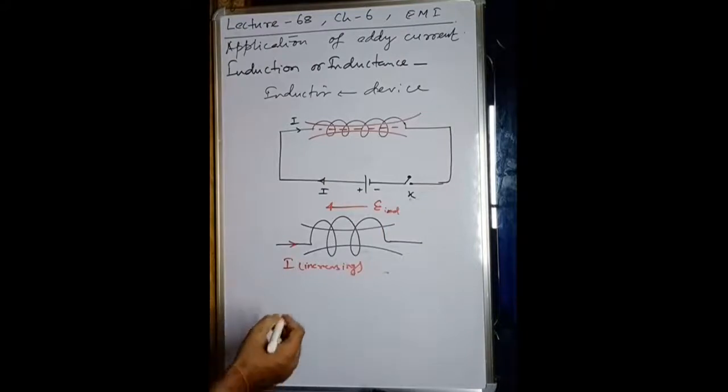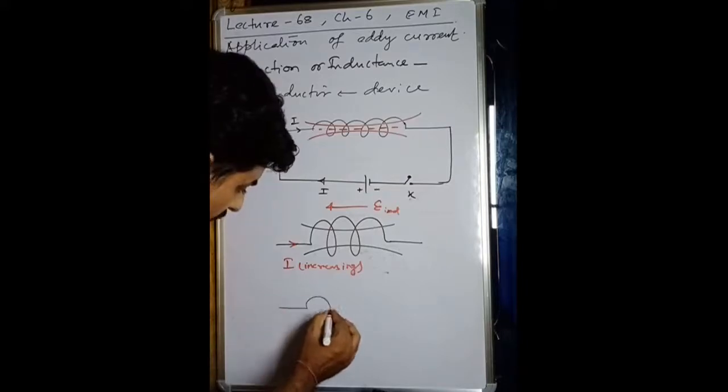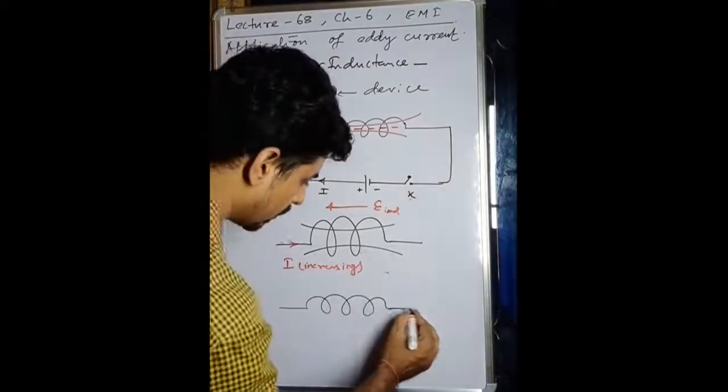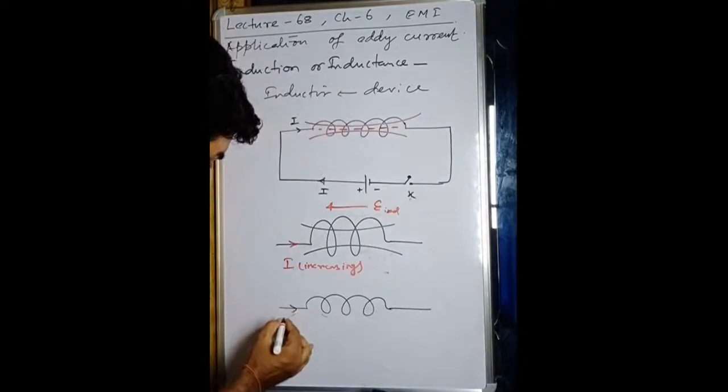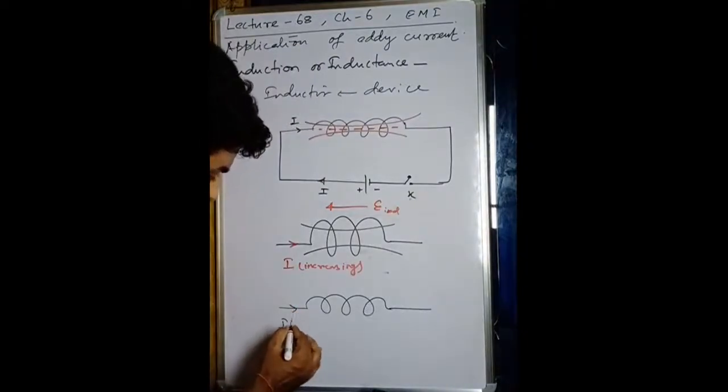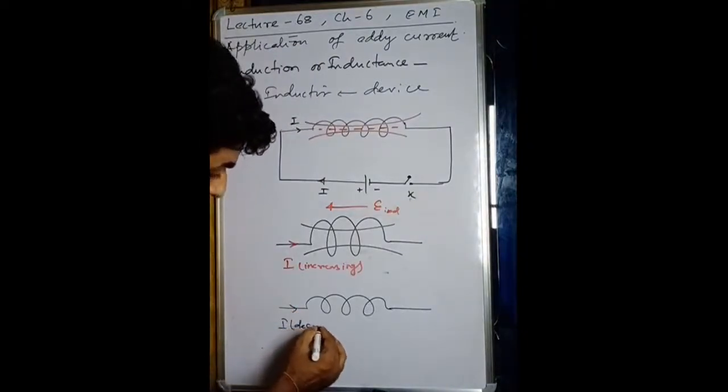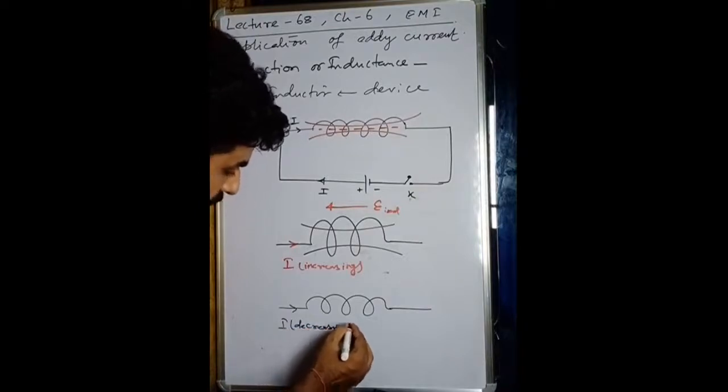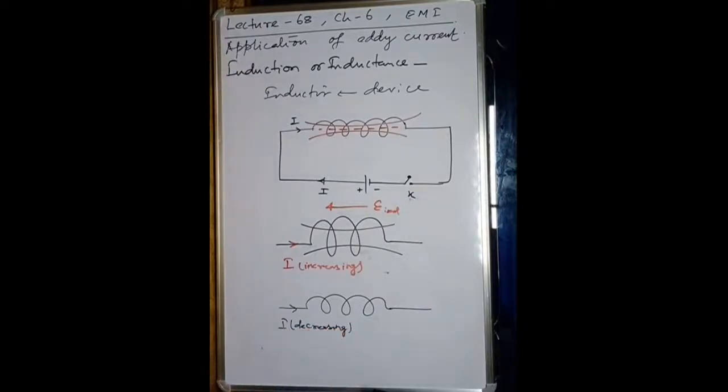Now, suppose you have an inductor in such a way that the current is decreasing. This is the inductor. In this direction, this I is decreasing. Then what will happen? Here the current is decreasing. It means the current is moving in this direction to produce the flux. Here the flux is linked with the coil, and this flux will induce an EMF to oppose the current.